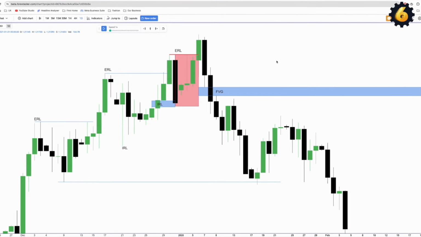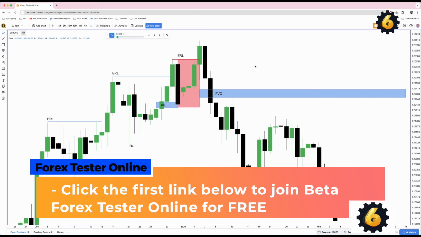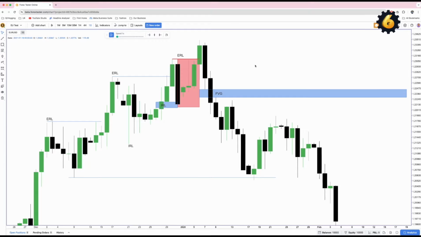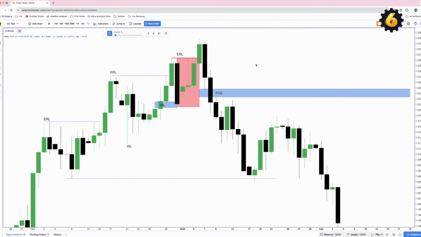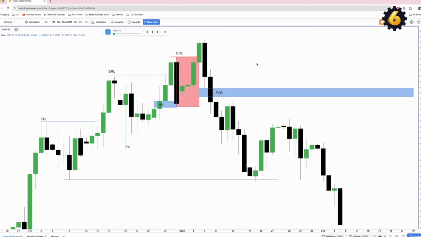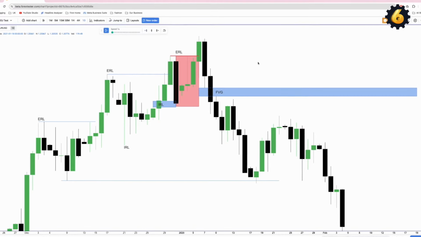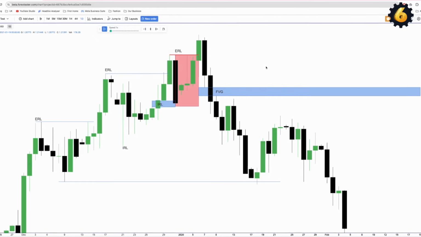I'm not sure if you guys have noticed it, but this is not actually TradingView. This is actually on Forex Tester Online, FTO, which is a new platform that Forex Tester just recently launched. If you have seen my older videos, you might be familiar with Forex Tester. It is one of the best backtesting software for any traders. There are so many unique features as an online platform similar to TradingView, but the main focus is on backtesting and simulation, which I'm going to show you guys in this video.